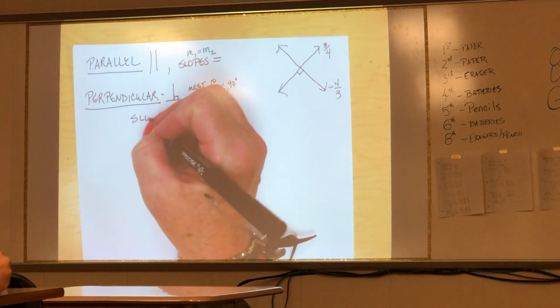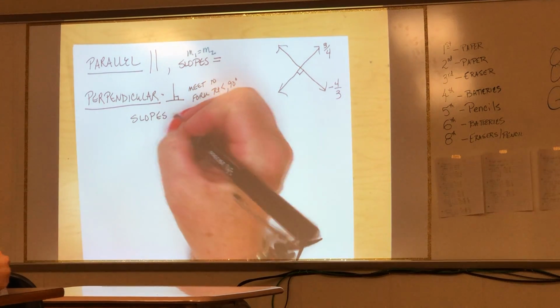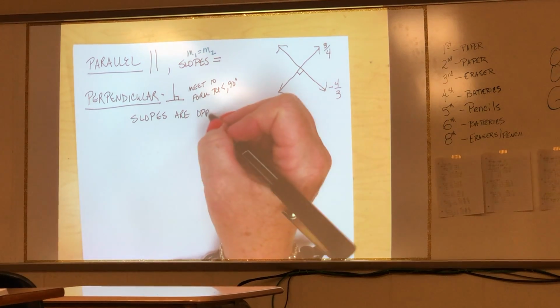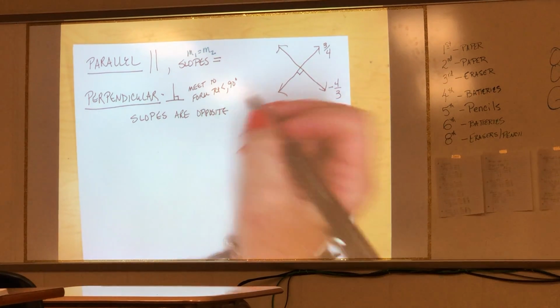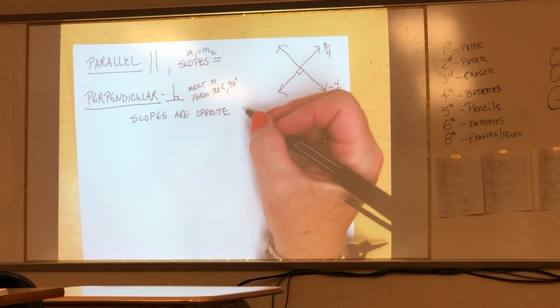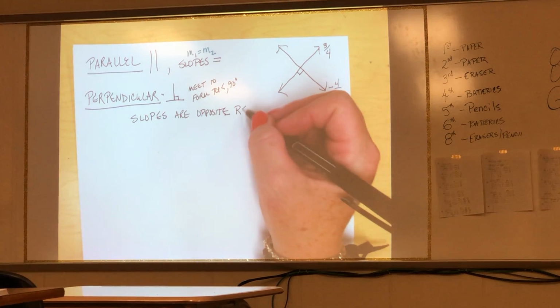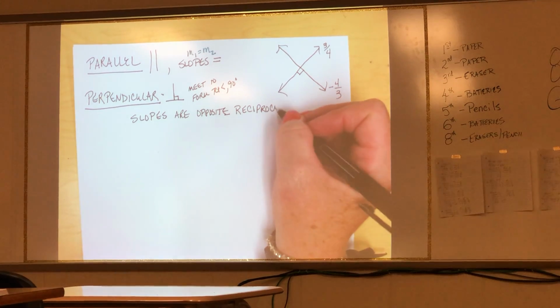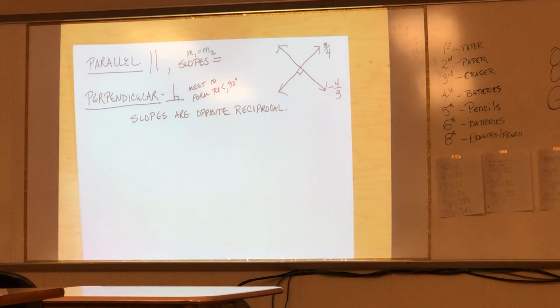Okay, so write that down. Slopes are opposite. That means they have different signs, one's positive and one's negative. Reciprocals. What's another word for reciprocal? Flip. What was that funny word? Multiplicative inverse, that's exactly right. Way to go, Garrison.